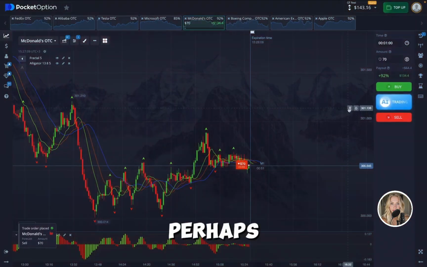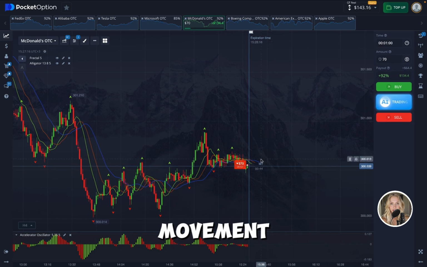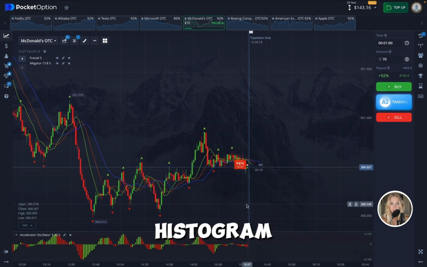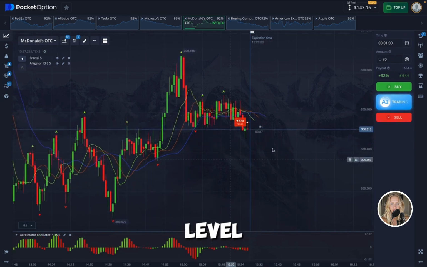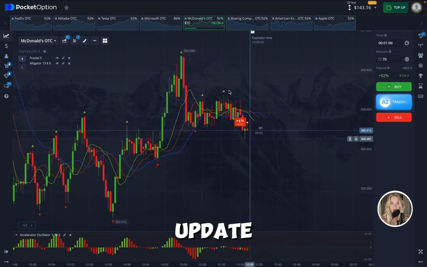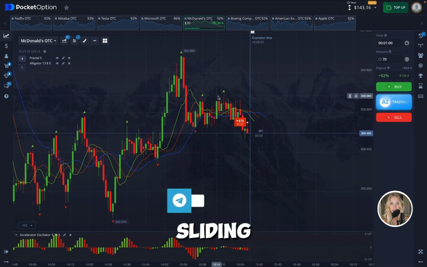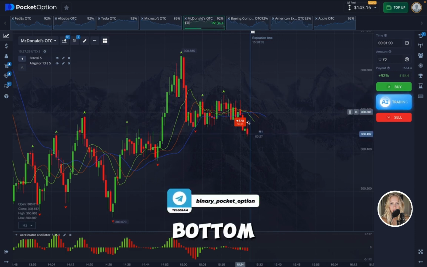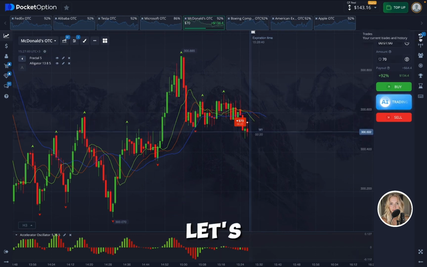And here, perhaps, I will also open a position to decline. In general, there are downward volumes of movement, and here the accelerator histogram shows us this. I managed to achieve a good opening level here. There was an update of the structural local maximum, and the movement crossed all the moving lines of the alligator from top to bottom. In general, the same logic of opening. I think it's very clear. Let's look at the result.